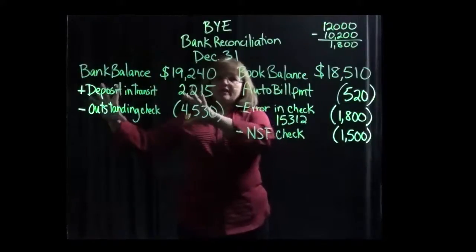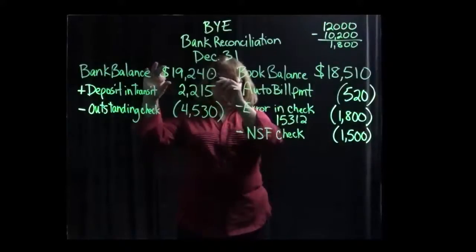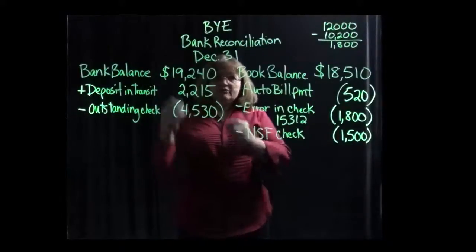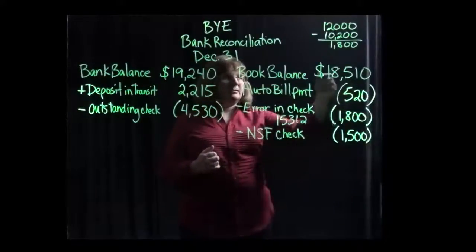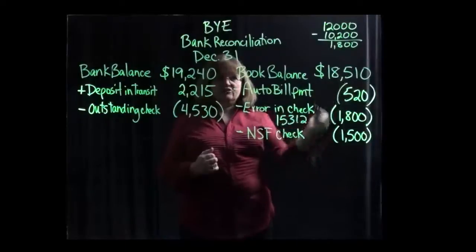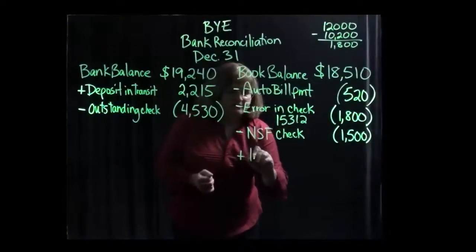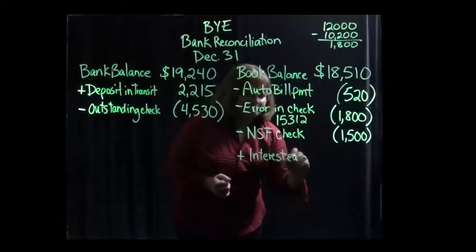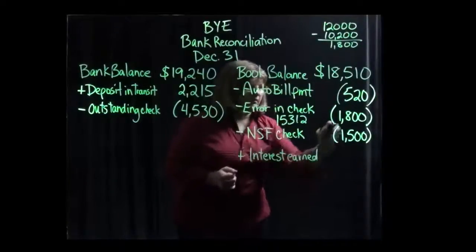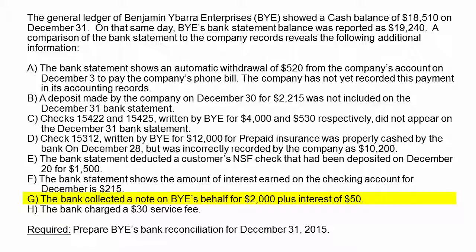The bank would already have reflected that interest earned in the company's account balance with them. So we don't need to adjust the bank balance. We do need to adjust the books balance because they would not have recorded that in their general ledger yet. It's not reflected there. So we're going to add the interest earned for $215.